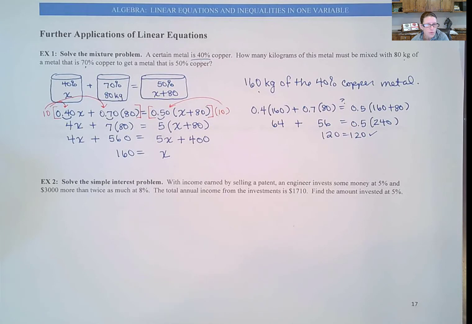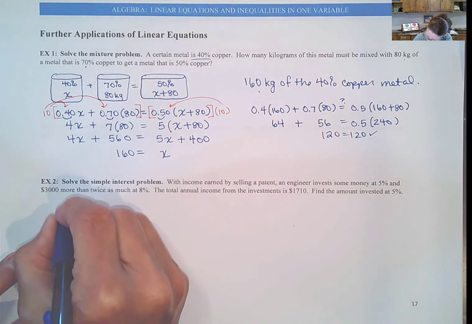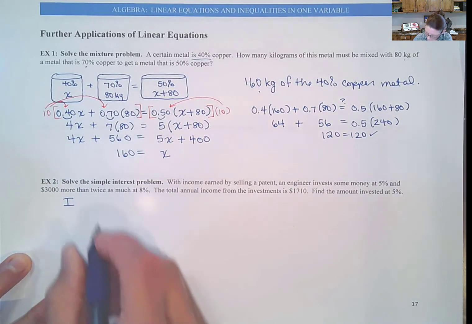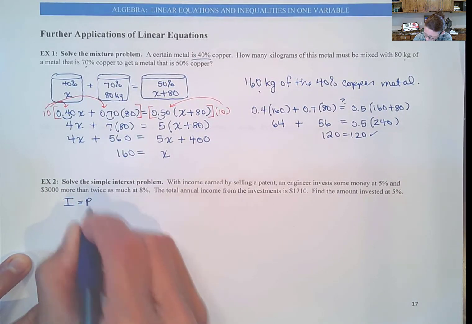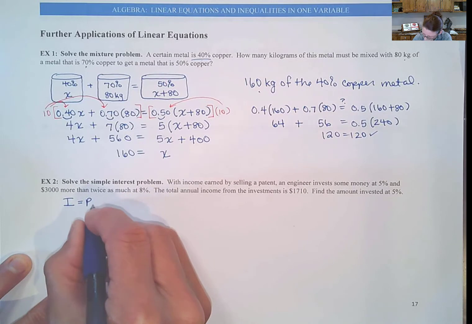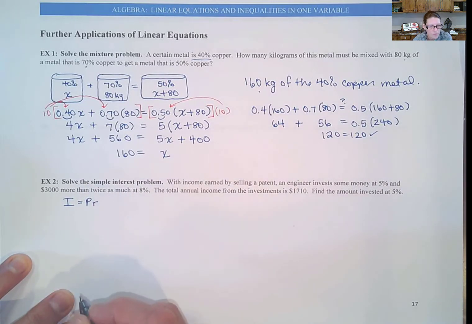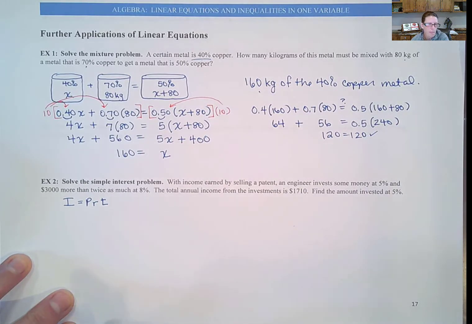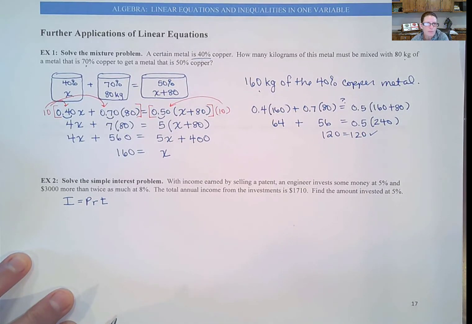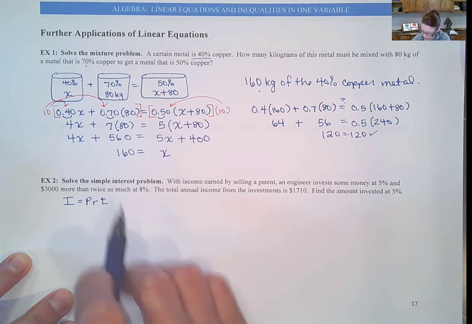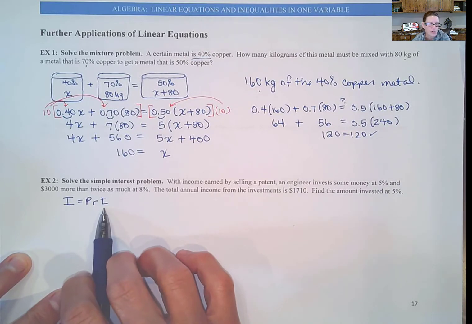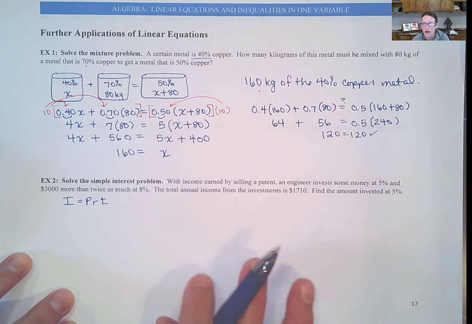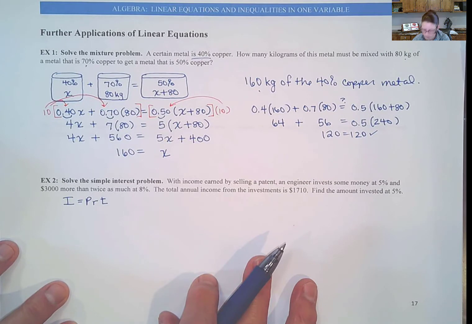Now, example 2, we're going to solve a classic simple interest problem. We're going to need to use the formula: interest is principal, the amount invested, times rate of interest earned, times time in years. In your interest problems in this chapter, your time amounts are always going to be 1 year. So t is going to be equal to 1 for all of these. I'll just let you know that up front.